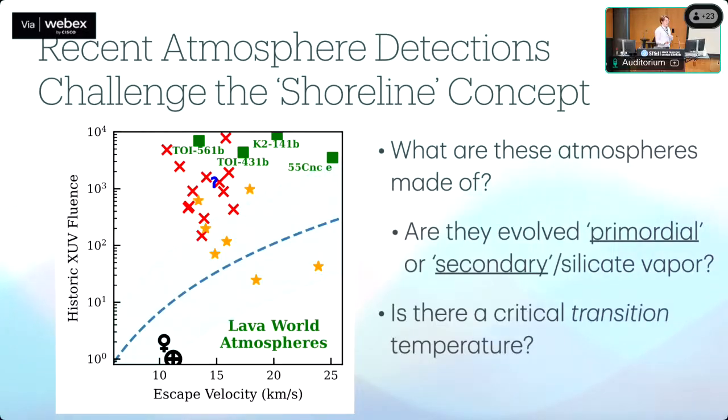In addition, the recent detection of thick atmospheres on some of the most irradiated planets around larger mass stars have challenged this cosmic shoreline concept that predicts that they wouldn't be able to have held on to substantial atmospheres. It's still pretty unclear what these atmospheres are made out of. Were they accreted from primordial atmospheres, or are they simply atmospheres that are replenished by constant vaporization of their surfaces? And is there a critical transition temperature where these kinds of atmospheres become common?